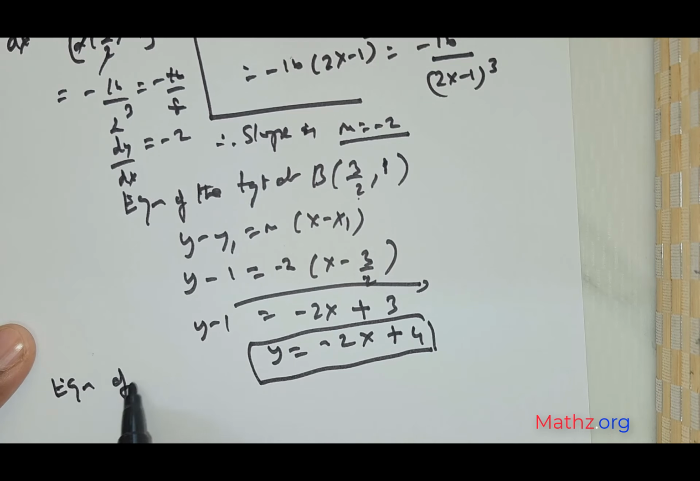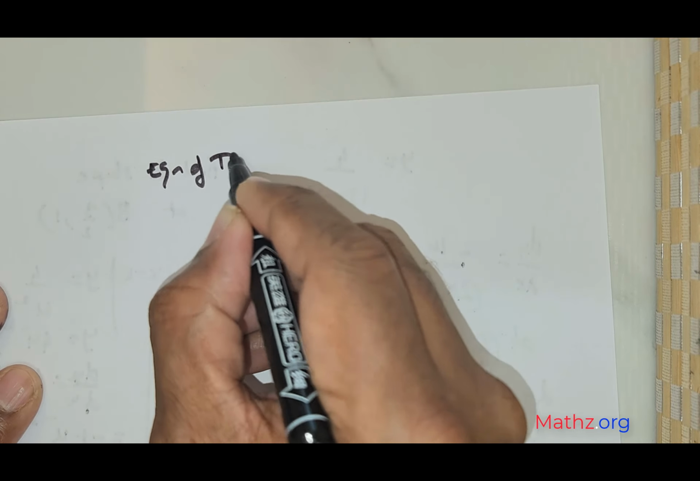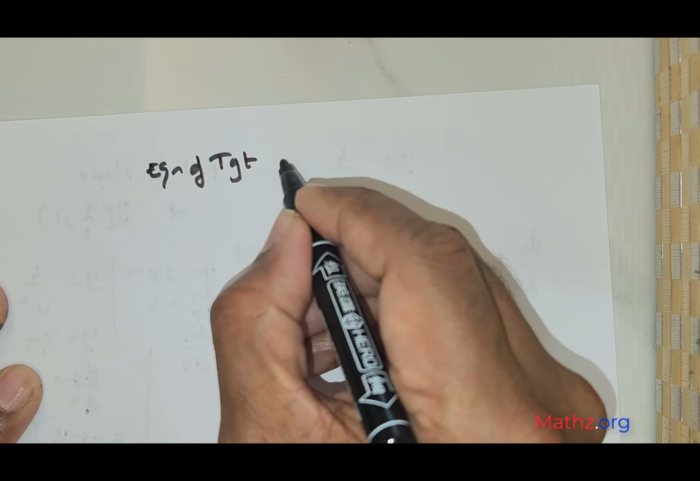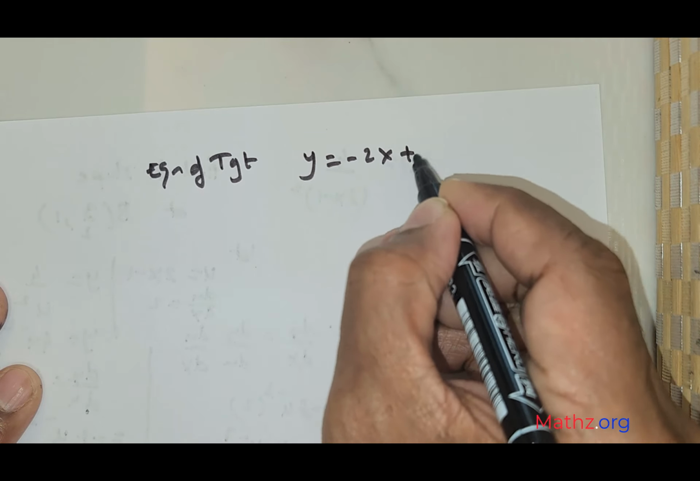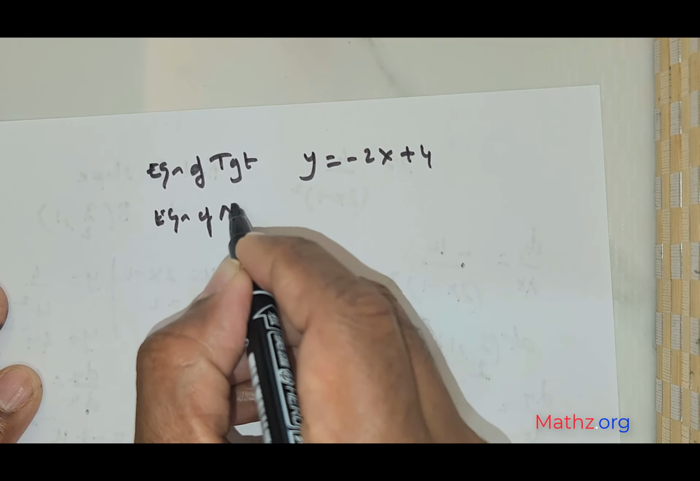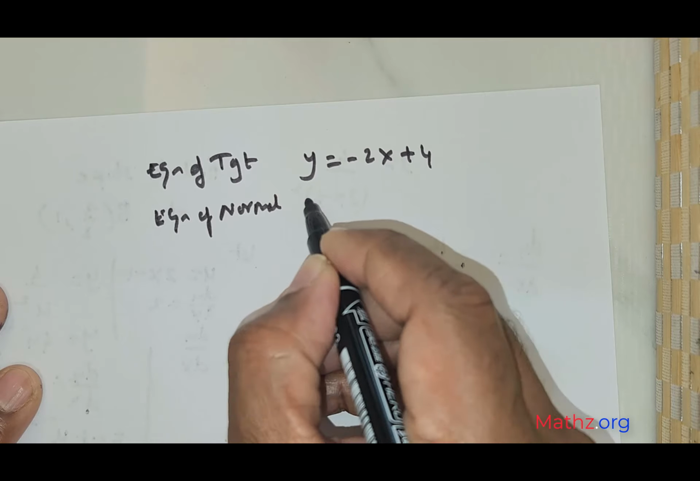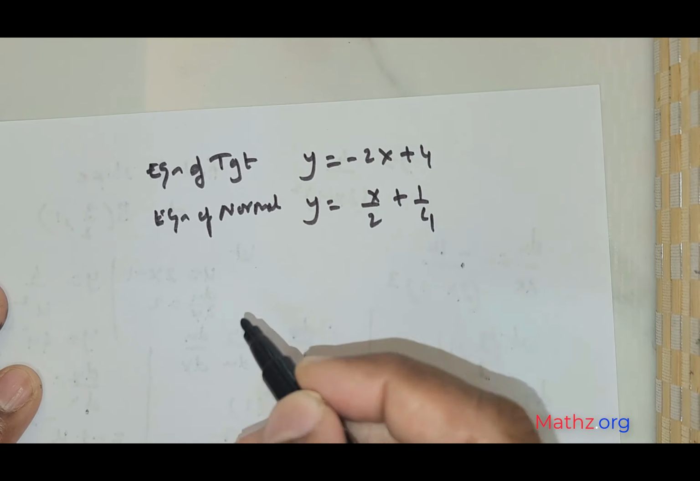So let me write this down: equation of the tangent at the point B, and that is y is equal to negative 2x + 4. Now from here we can easily get the equation of the normal. So the equation of the normal is going to be y is equal to x/2 + 1/4.